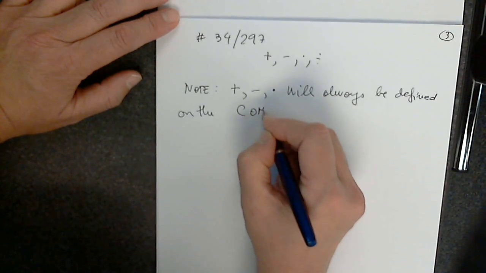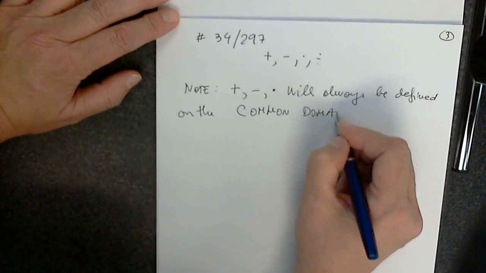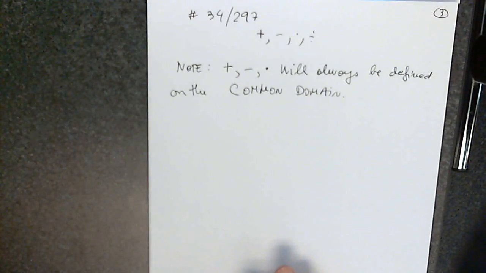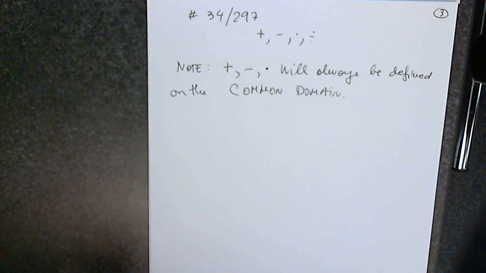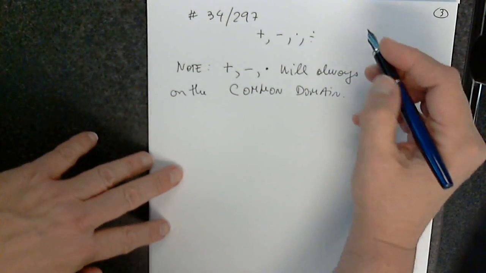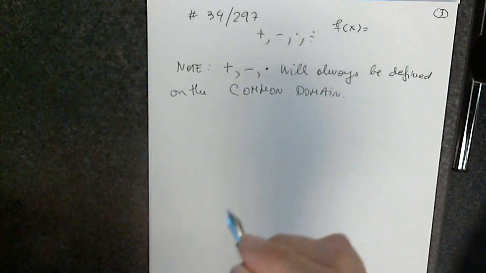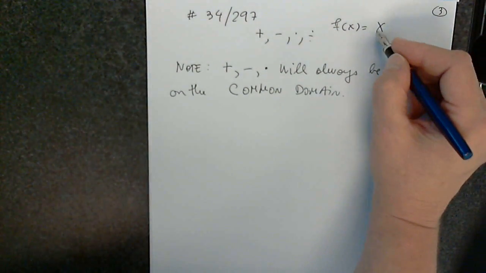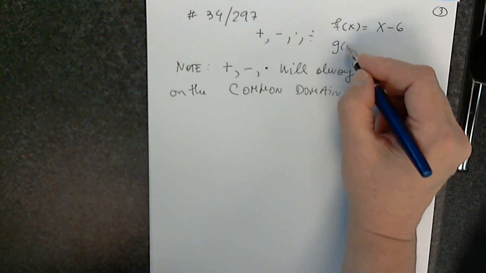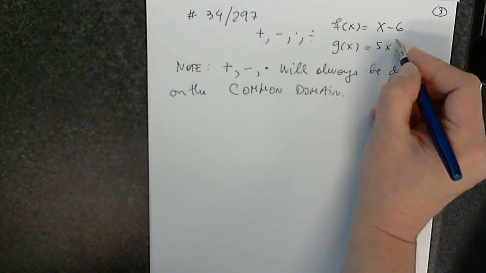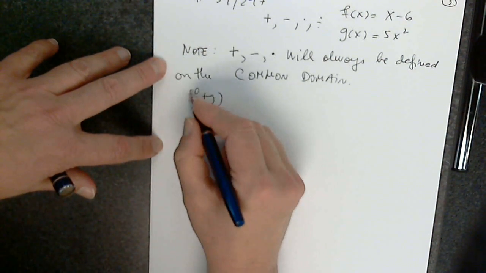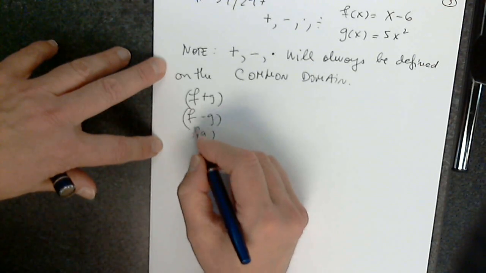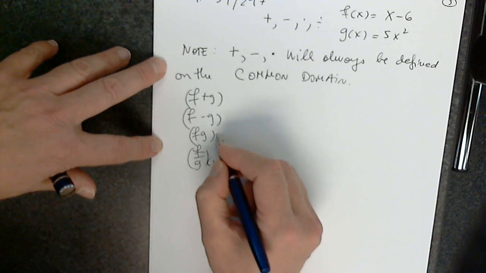on the common domain. The ratio may or may not. So the sum, the difference, and the product will always be defined on the common domain, but the ratio may or may not. So in this case, we are given f of x, and that is, in 34, x minus 6. And they're giving us g of x, and that is 5x squared. So they want us to find f plus g, f minus g, fg, and f over g of x.